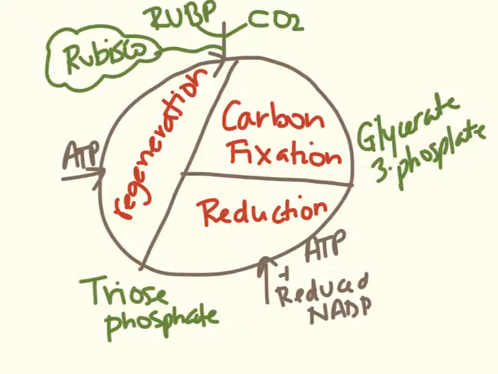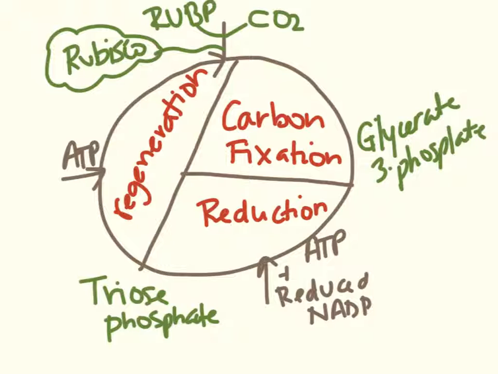Once that triose phosphate is formed, some of it will be regenerated with the help of ATP to become more RuBP so that this cycle can continue to go round and round. Some of this triose phosphate will be made into other carbohydrate molecules, and we usually refer to it as glucose, but that isn't always the product. That triose phosphate may be made into starches or other types of carbohydrates as needed by the plant.